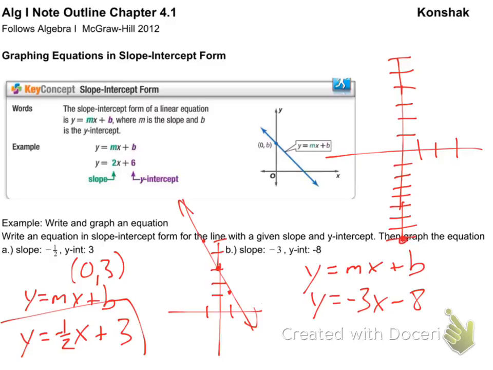And I get to go up. No, I go down 3, right? Because it's not a fraction, I make it a fraction. I'm going to go down 3 over 1, which would be here. Or I can go up 3, but then I have to go back 1.